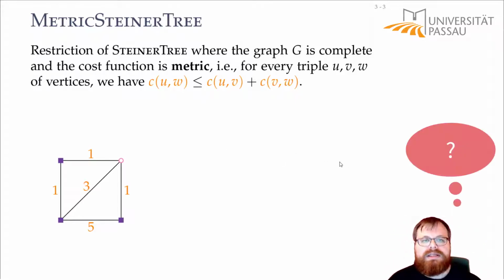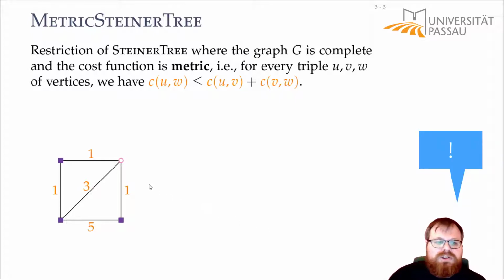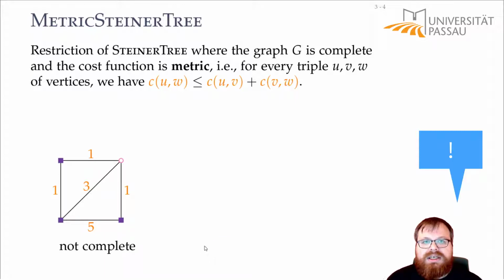For example, look at this graph. Is this a complete metric graph? Well, it's not complete because there's no edge between these 2 vertices. And it is not metric because if we look at this edge here, this has cost 3, but I can also go from this vertex to this one by just moving along the 2 edges here on the left. And both of them have cost 1, so there's a shorter path that has only length 2.